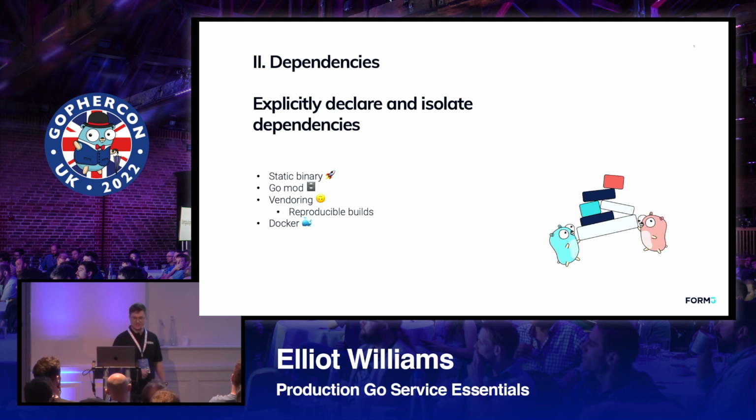The second, I guess, is dependencies. This is something Go is actually really good at. So you can explicitly declare and isolate your dependencies. You end up with a static binary that you can deploy. You have Go modules, obviously. And I guess it's time to argue about vendoring, whether or not you should vendor your dependencies. My recommendation is that you do.